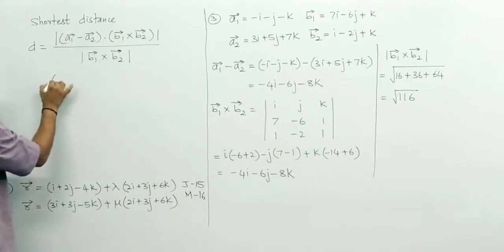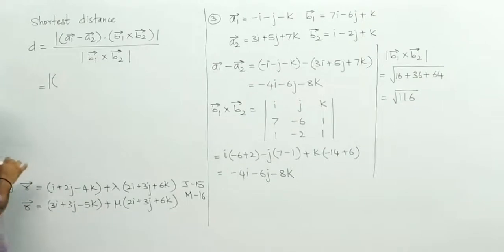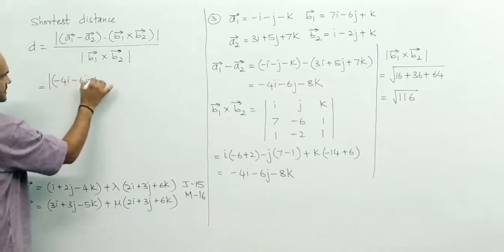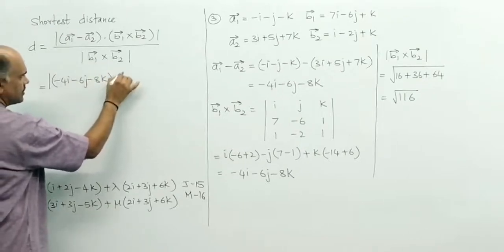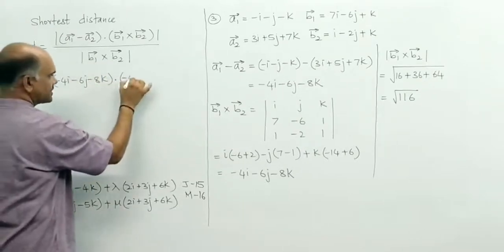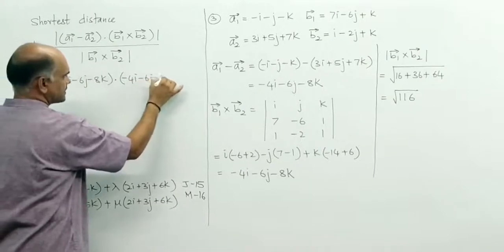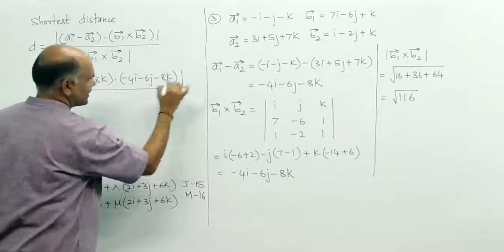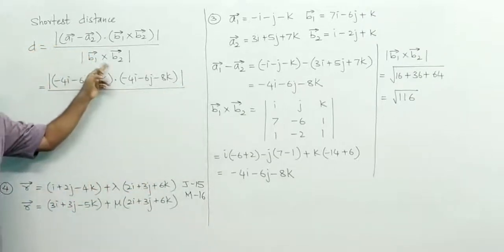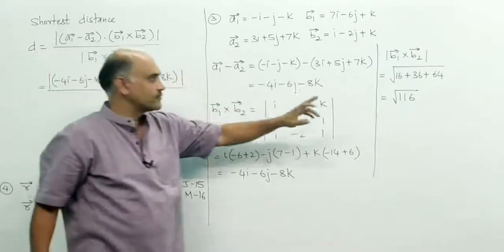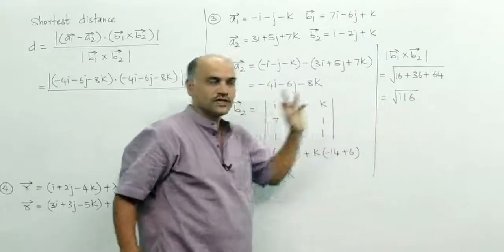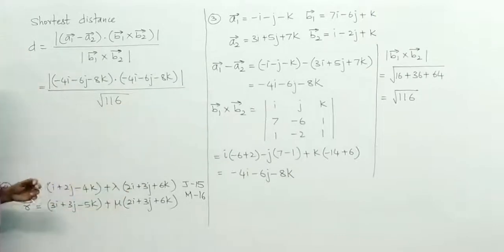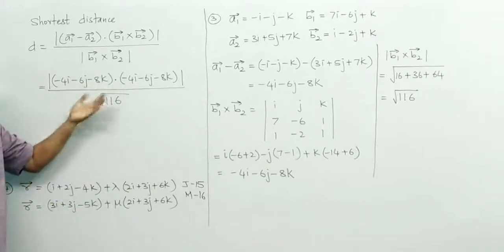So now substitute, you will have mod of A1 minus A2, which is minus 4i minus 6j minus 8k, dot minus 4i minus 6j minus 8k, divided by magnitude of B1 cross B2. So magnitude of B1 cross B2 is root of 116. So root 116. Now you take a dot product, you will have the answer.